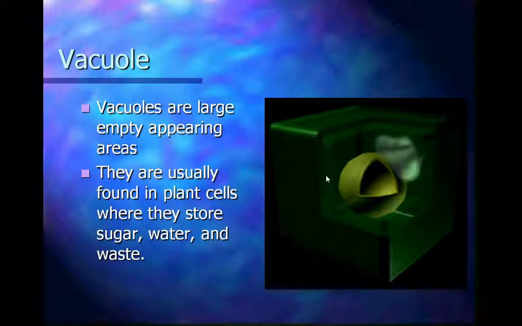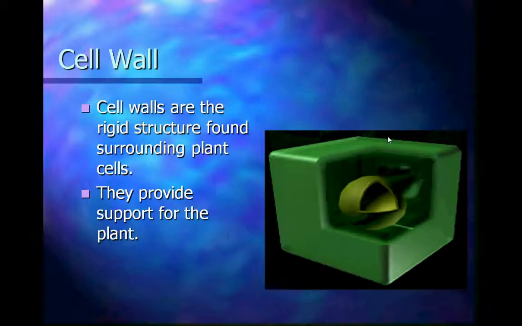Mainly in plant cells, but sometimes smaller in animal cells, we have something called a vacuole. It's right here, and it's a large, almost bubble-looking, empty area that's filled with water, waste, sugar, sometimes salts, and you find them a lot in plant cells because plants need to store those kinds of things. They need the water, and they need to store their own sugars and substances such as that. So we call that the vacuole, kind of like the storage area for a plant cell.